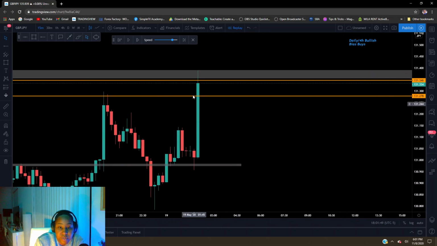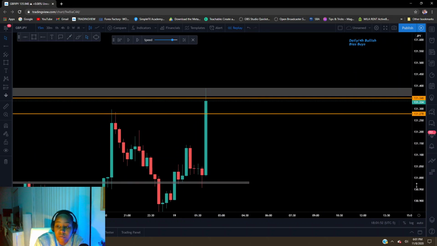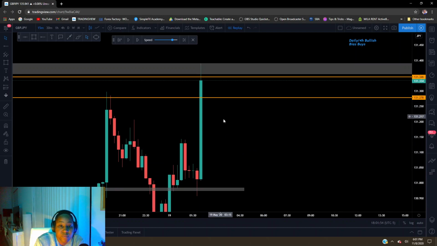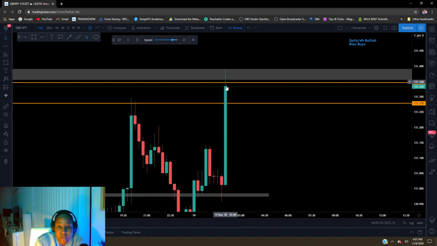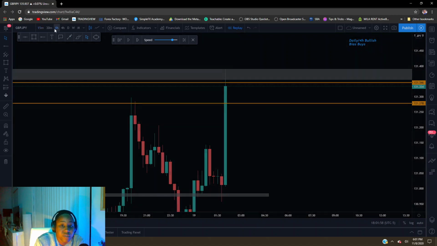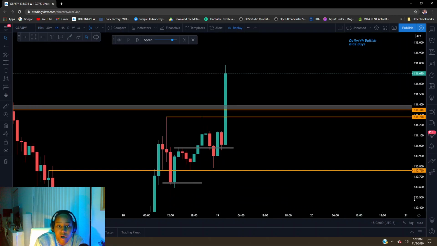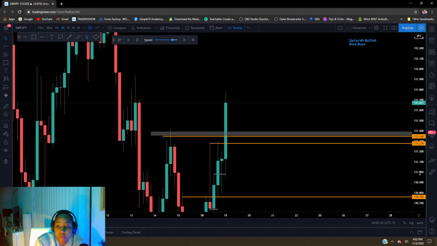Wow. And this happened at 2 o'clock in the morning, pre-London session. And where did price react from? Same level that it reacted from up here. So let's look at the 4-hour real quick. Wow. I don't know what happened on that day, but super big move.